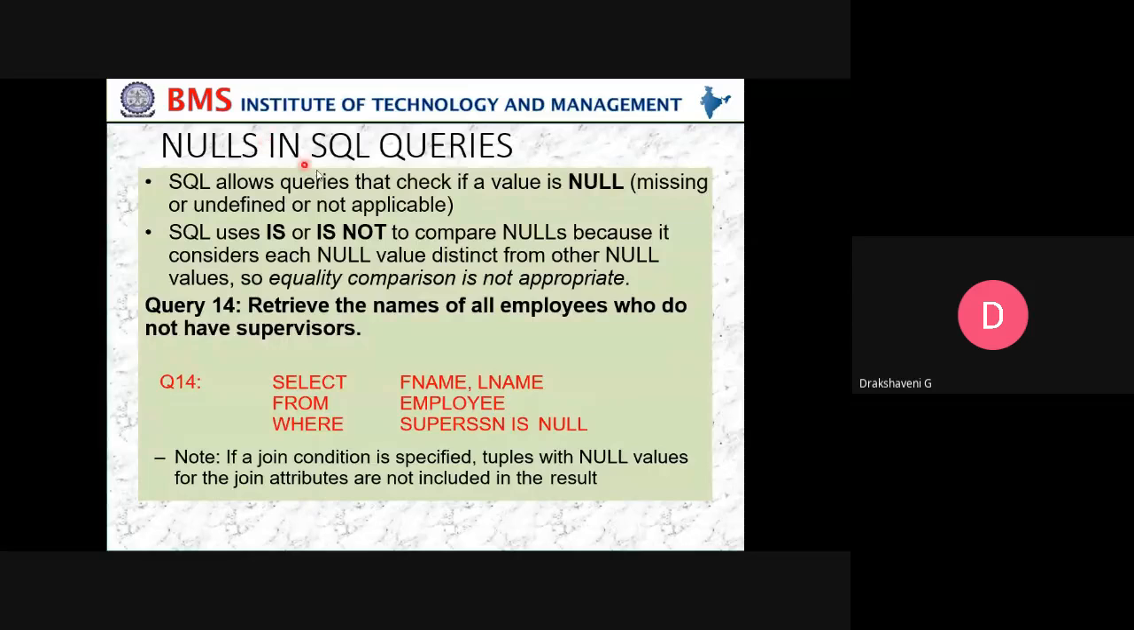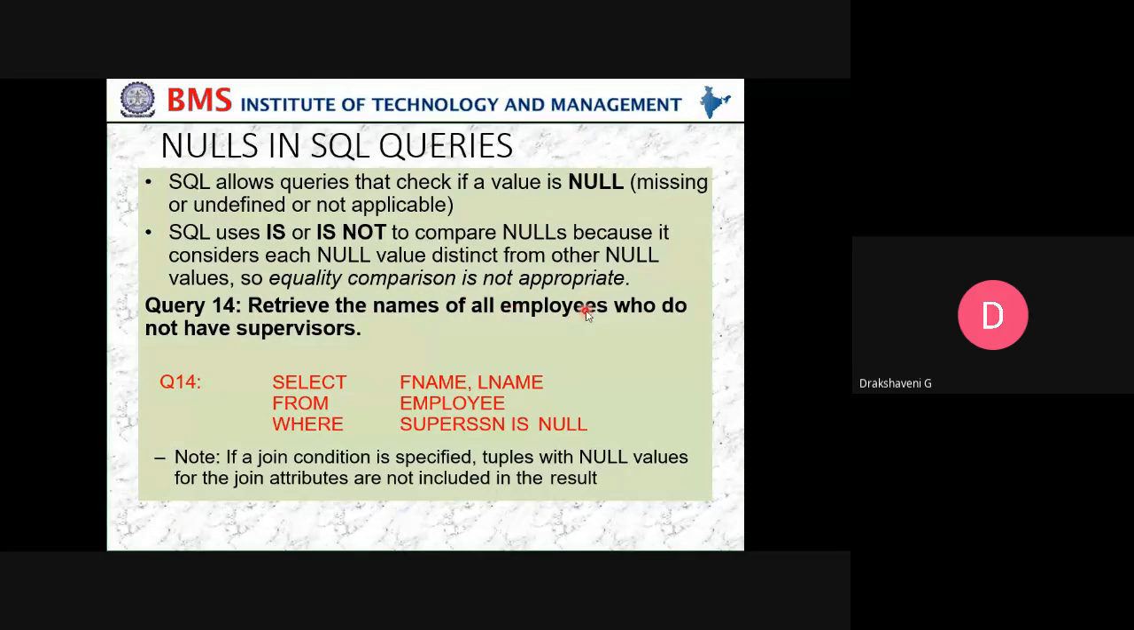In the same way, I want to know nulls in the SQL query. SQL allows queries that check if a value is null or missing or undefined or not applicable. So in that case, when do we use a null? When I don't know the value. Suppose now I don't know all your 51 students' phone numbers. Then I say null. So what are the cases when I say null? So that's what is given here. SQL uses is or is not to compare nulls, because each null value is considered distinct from other null values. So equality comparison is not appropriate.